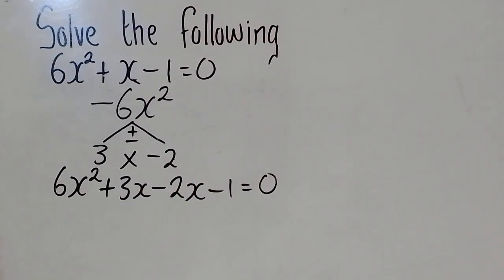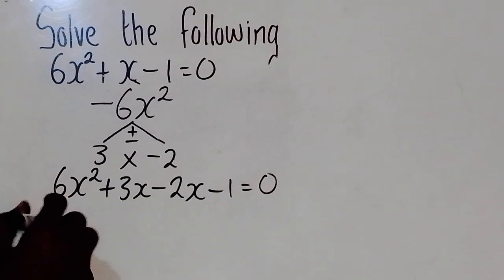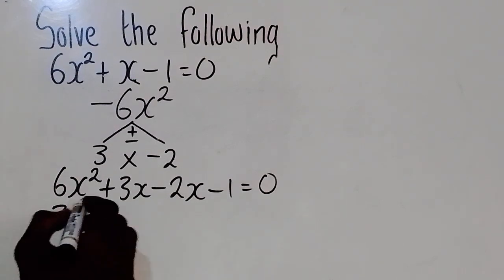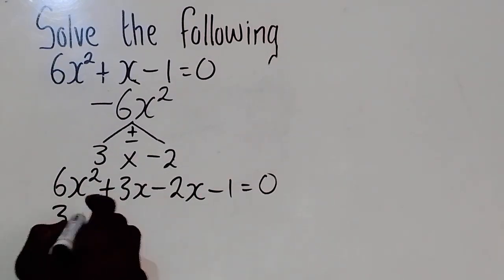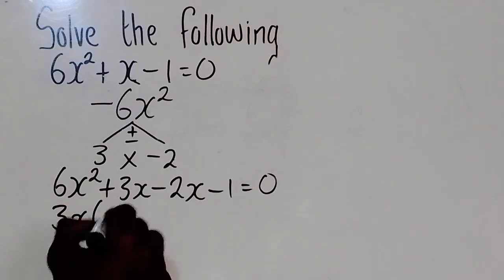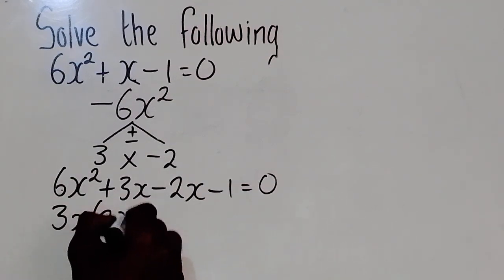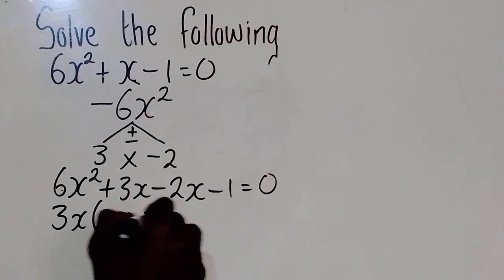Next step, we check what is common. This 3 can go into 6, so 3 is common. Again, here there is x, even here there is x, so you put x. So you do this. 3 into 6 is 2. Then x. Then you say plus 1.